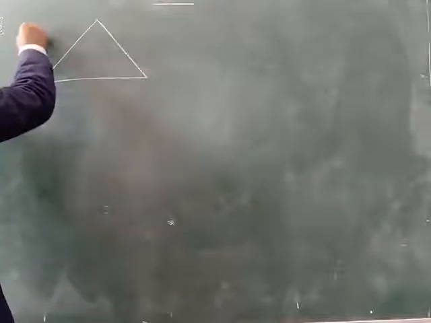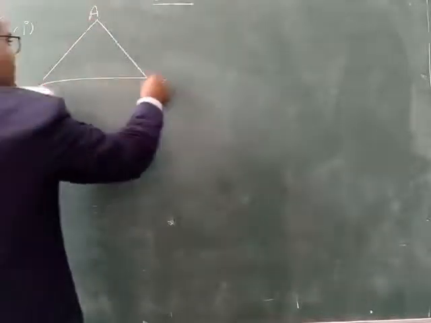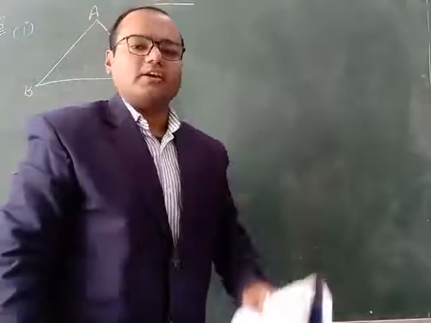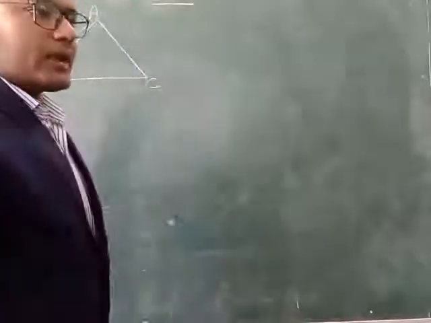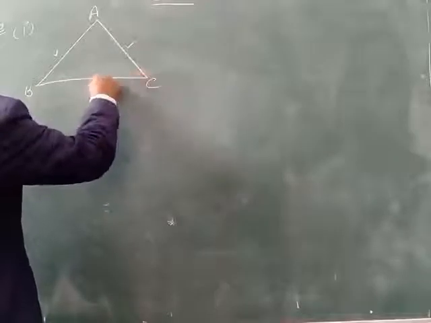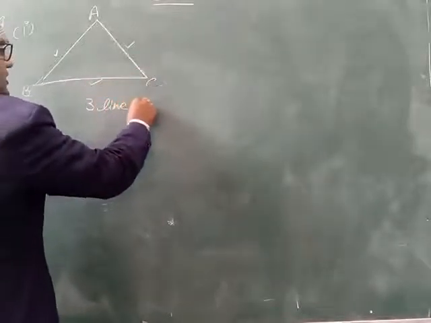First part. A, B, C. This is one triangle and the heading is how many line segments are there in each figure. You have to write how many line segments are there. This is first line, this is second line and this is third line. So the total number of line segments is 3. So you have to write 3 line segments.